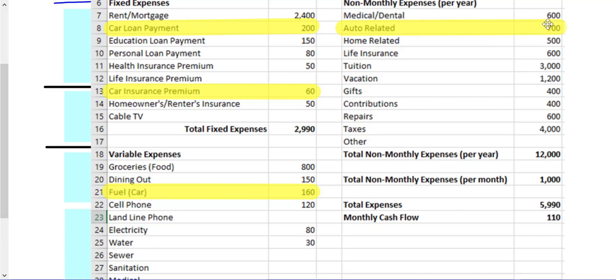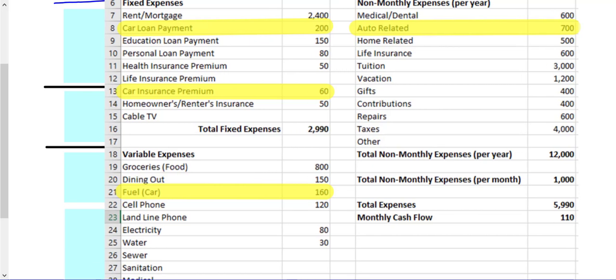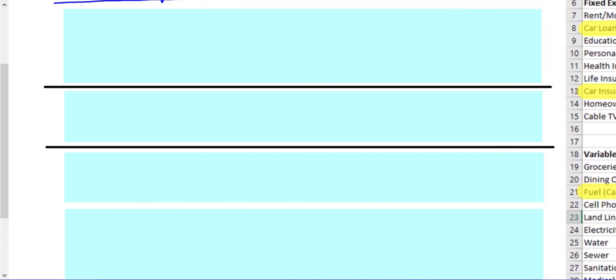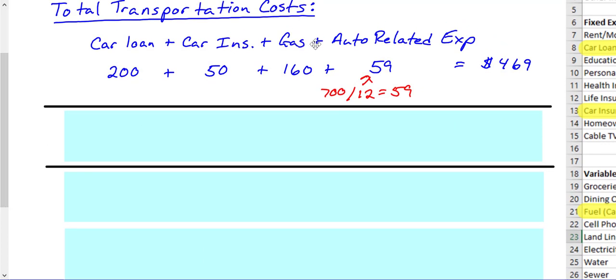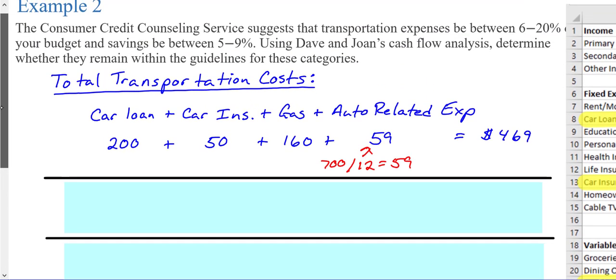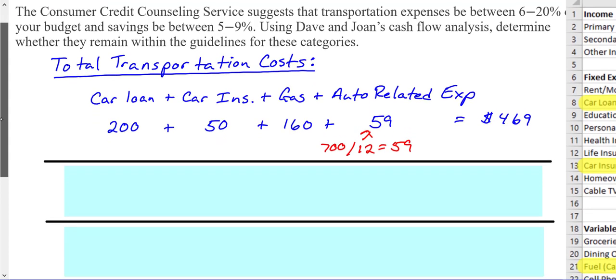The only thing that you need to keep in mind is that with auto related, that represents an entire year. So for that amount, you would actually need to divide it by 12. So here it is written out: car loan, car insurance, gas, and auto related. Notice that I took the 700 and divided by 12 to get 59 as a monthly amount, and then added it all together. So they said transportation should be between 6 and 20% of the budget.